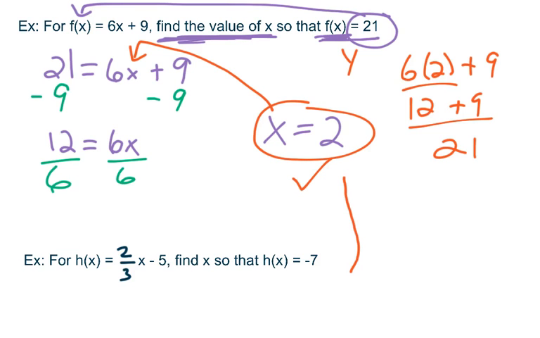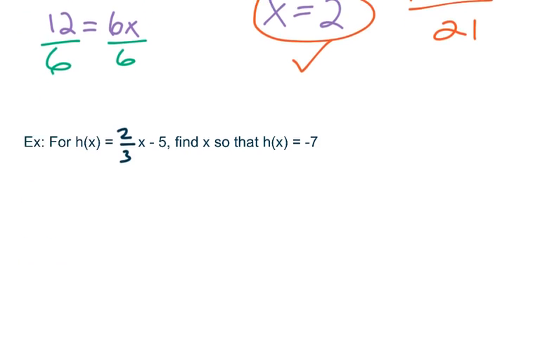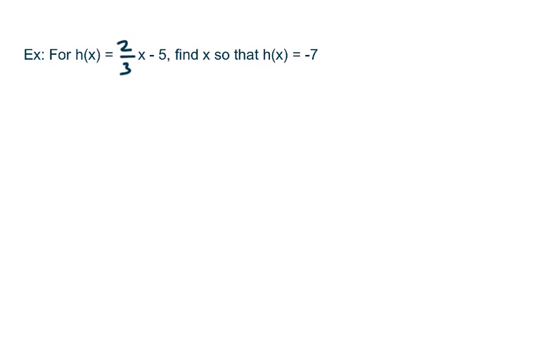Okay? Number 2. Whoops. Supposed to be 2 fingers to drag. For h of x equals 2/3 x minus 5, find x so that h of x is equal to negative 7. Again, they're telling us to find x, so they're not going to give us x. This negative 7 is going to replace h of x. It says h of x is equal to negative 7. So we're going to go negative 7 equals 2/3 x minus 5.